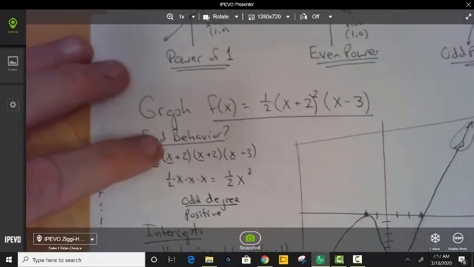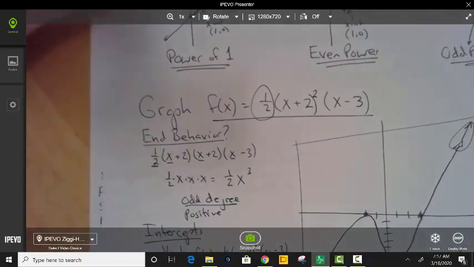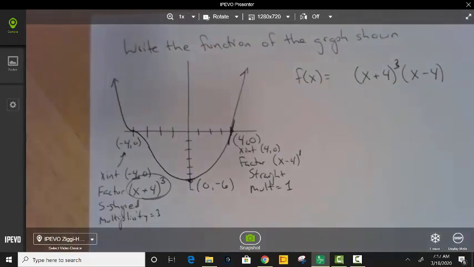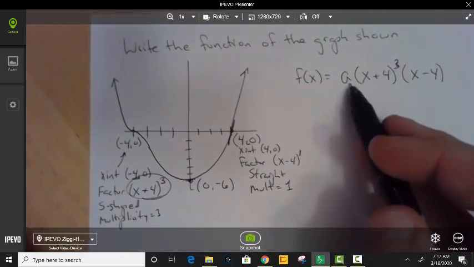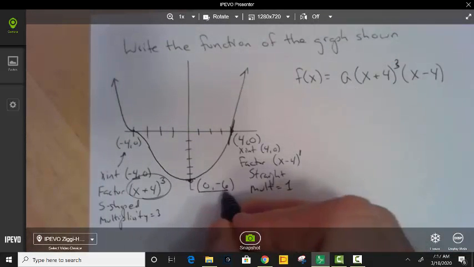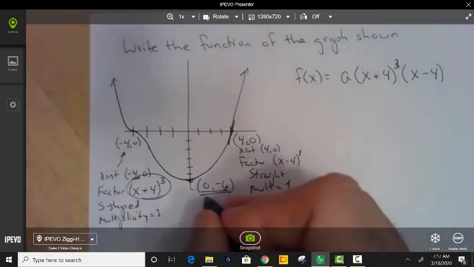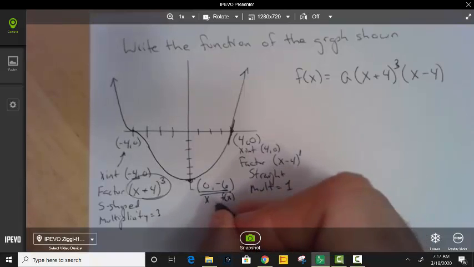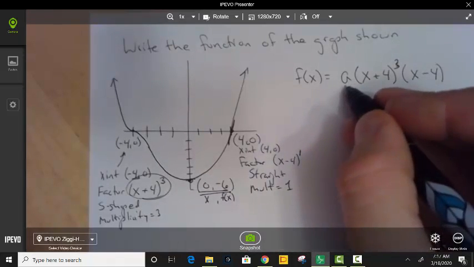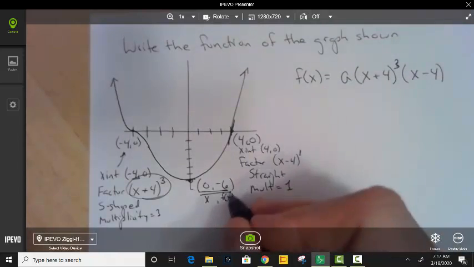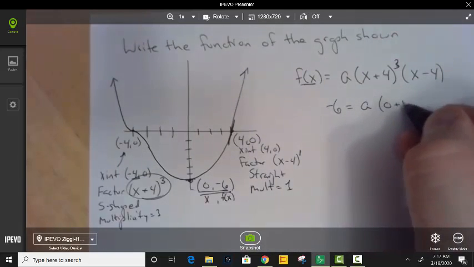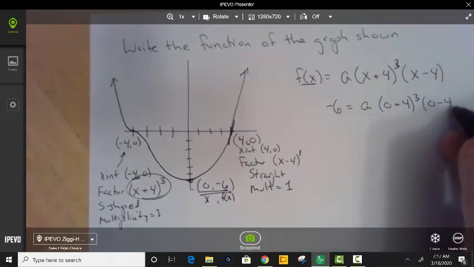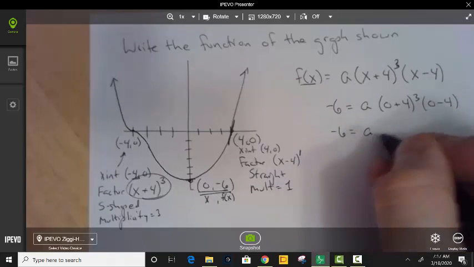Now just like on the previous one, where we had a leading coefficient of 1/2, this function has to have some leading coefficient. We don't know what it is, but since we have another ordered pair, (0, -6), we're going to plug in 0 for x and negative 6 for f of x. That's going to allow us to solve for the leading coefficient. So I'm going to replace f of x with negative 6, and the x with 0.